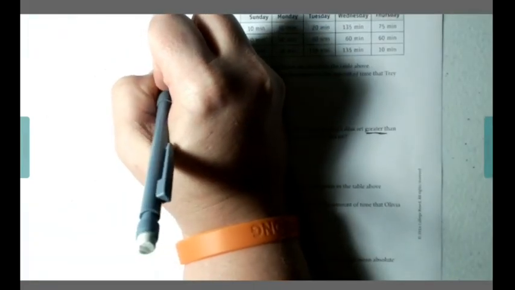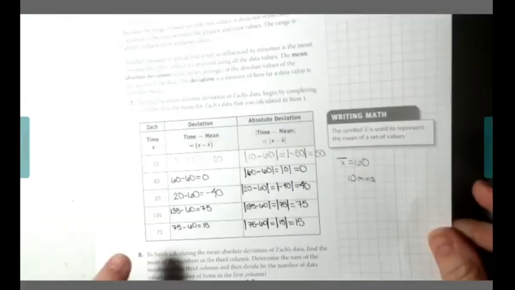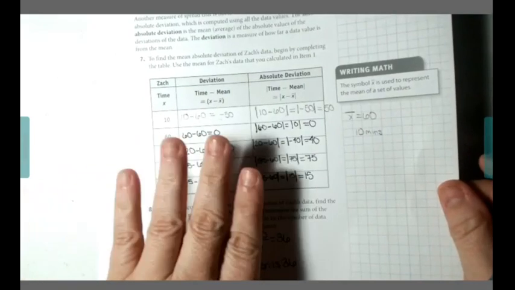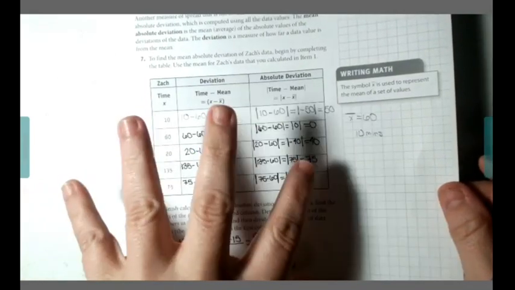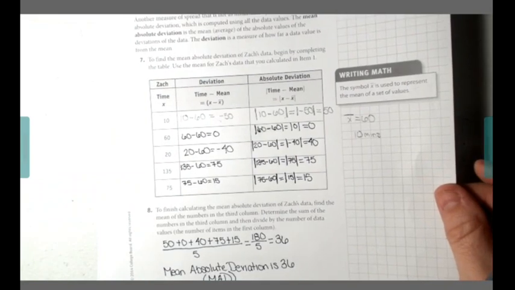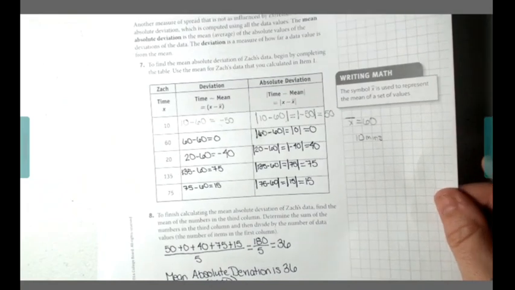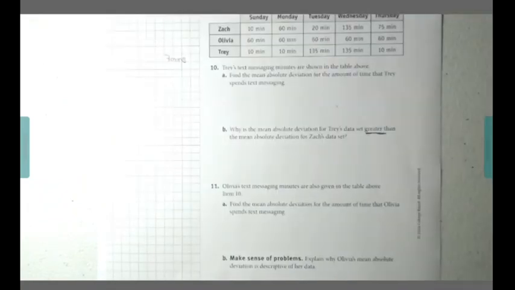And you might want to set up something similar to the table that we set up for Zach on question number 7, to keep your numbers in order. Now remember that the mean for every single person was 60, so you will always be subtracting by 60. So again, questions 10 and 11, pause your video, 7 minutes time.